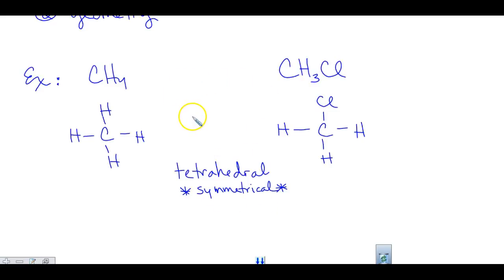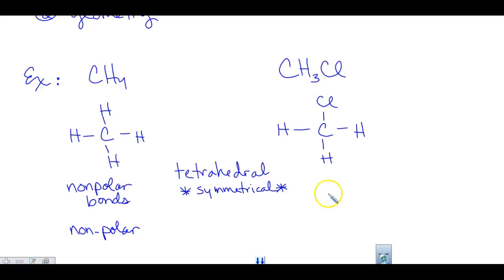So, in a symmetrical shape, if you've got polar bonds, they cancel. Now this one has all nonpolar bonds. So, even if you thought they were polar bonds, it's going to cancel out. So this is a nonpolar molecule.